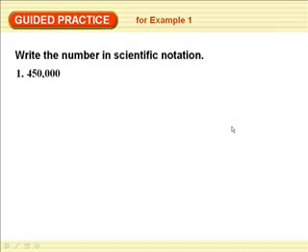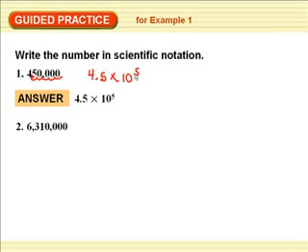So here we go, our guided practice. Write this number in scientific notation. Again, I'm going to move the decimal. The decimal on 450,000 is right here. I'm going to move this decimal until it's a number between 1 and 10, and that would be 4.5. And I moved the decimal 5 places. So it's 4.5 times 10 to the 5th. That's it.